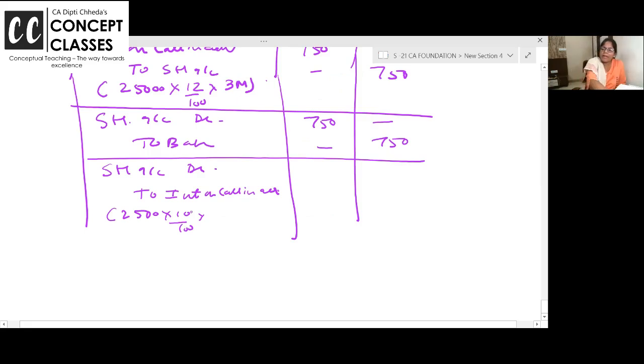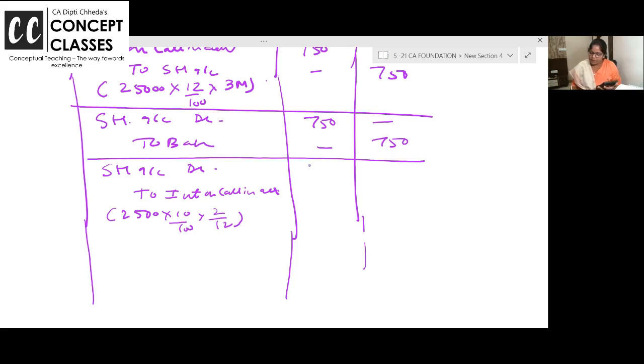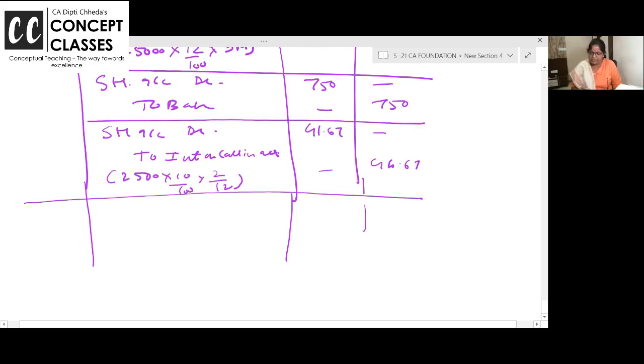Call in arrears paid after 2 months. So for 2 months we will charge interest. 2,500 into 10% into 2 divided by 12, 41.67 interest we will charge, which means we will receive it as income.